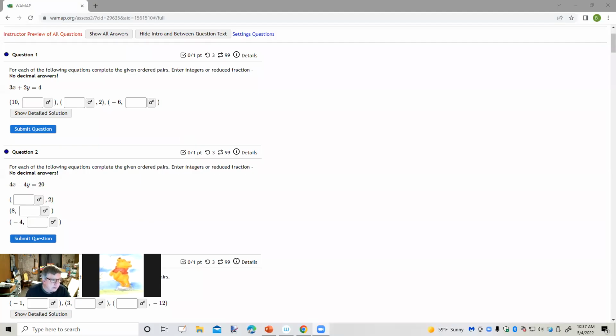And let's take a look at question number 1. It says, for each of the following equations, complete the given ordered pairs. Enter integers or reduced fractions, no decimal answers. So in this particular part of WAMAP, it doesn't accept decimal numbers. We have the equation 3x plus 2y equals 4. And we are to complete the ordered pairs 10 comma something, something comma 2, and negative 6 comma something.